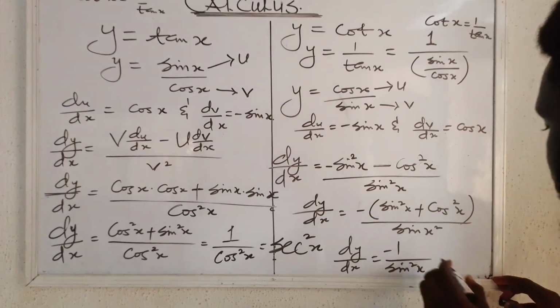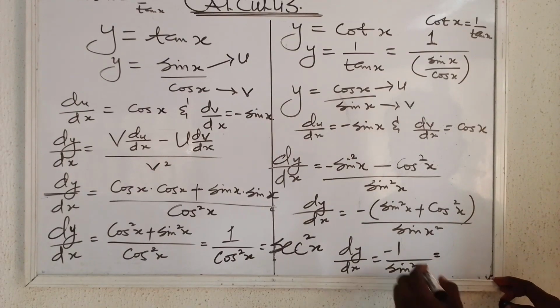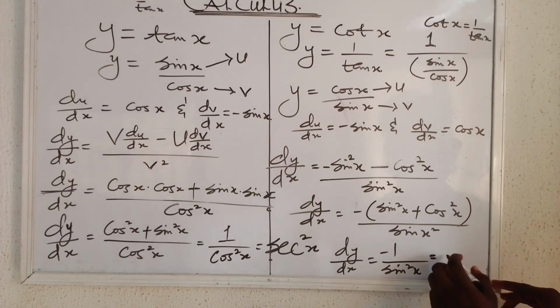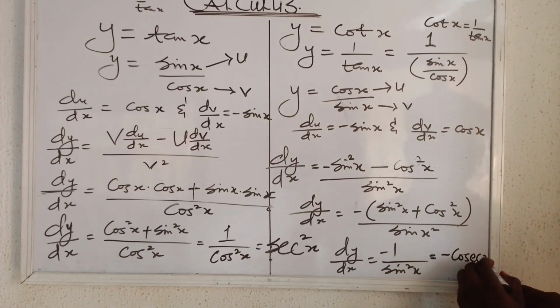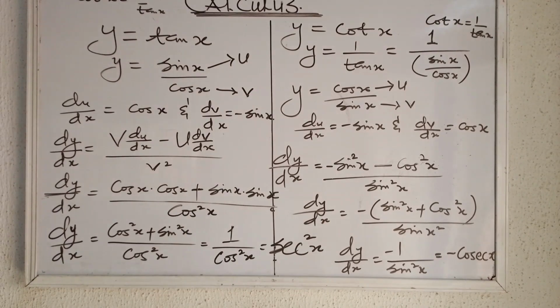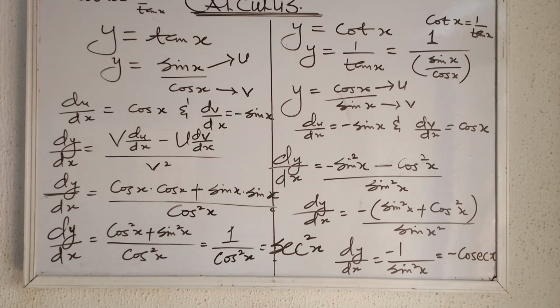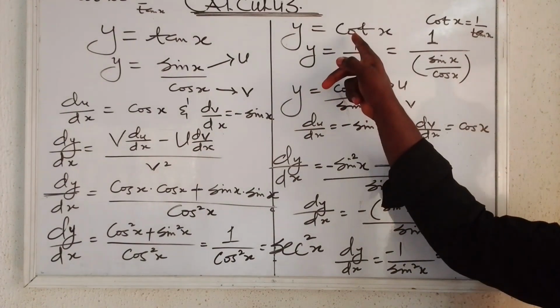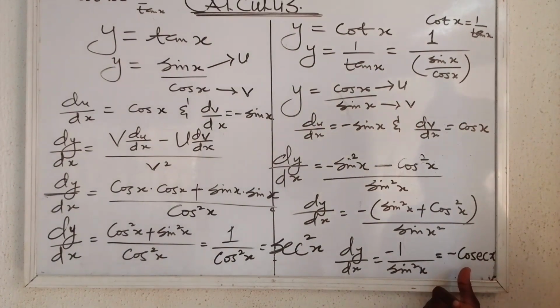And what is 1 divided by sine squared x? 1 divided by sine is going to be cosec. So we have negative cosec squared x. So that's the final result. That's what it will come out to be at last. If you differentiate this, it will finally become negative. If you find the derivative of y equals cotangent x, you are going to get negative cosec squared x.